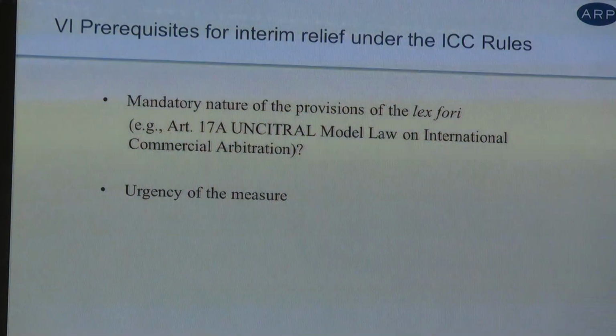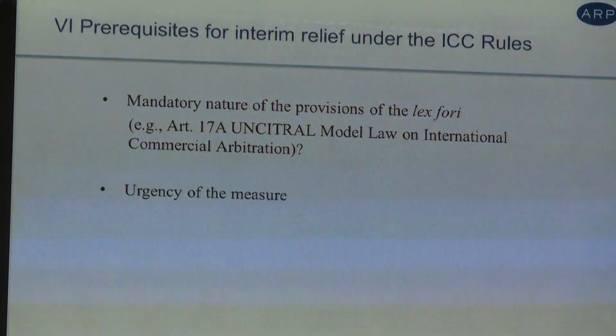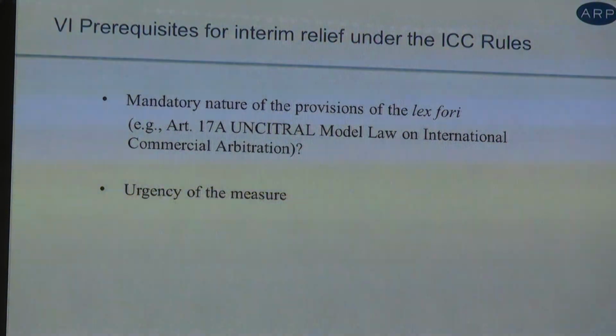It says that the party shall satisfy the arbitral tribunal that harm not adequately reparable is likely, and that there is a reasonable possibility that the requesting party will succeed on the merits. So here we have certain prerequisites which appear to be mandatory.